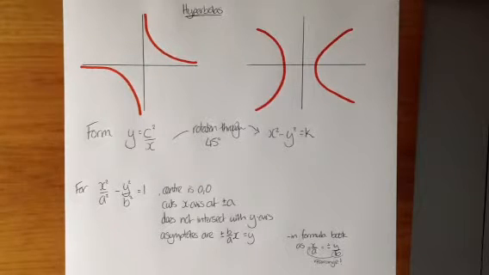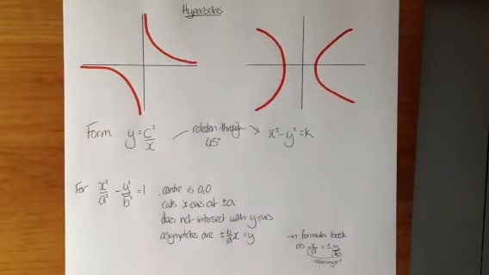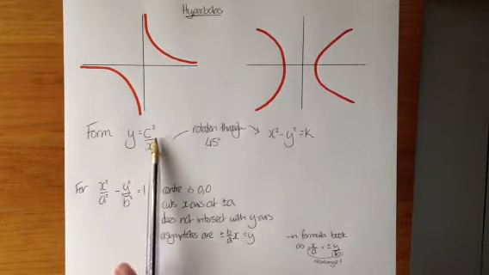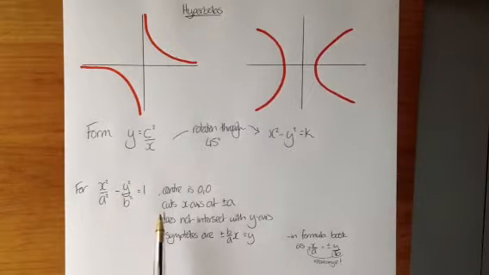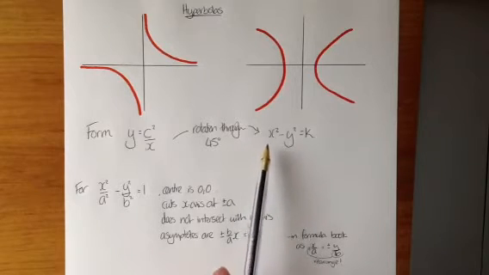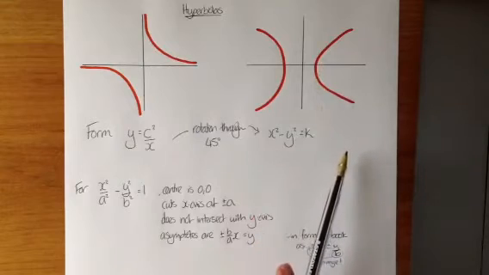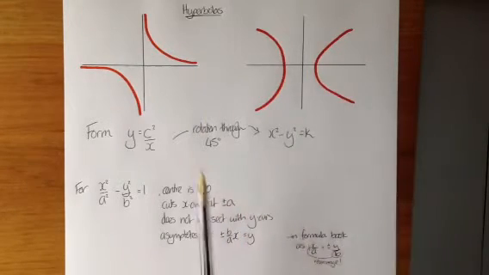Hyperbolas. They've got a couple of different forms they can take. We can have them looking like that, where the asymptotes are the coordinate axes, and that takes the form y equals c squared over x, for some value of c. You can rotate the whole thing round and you get something with the form x squared minus y squared equals k, which looks a little bit more like that.